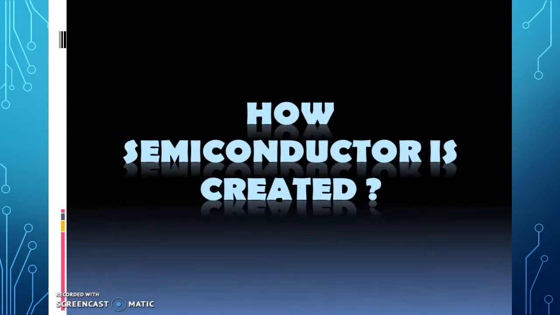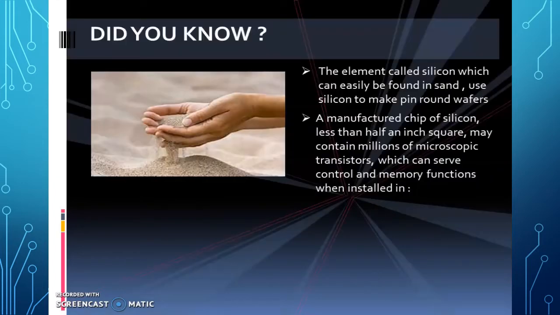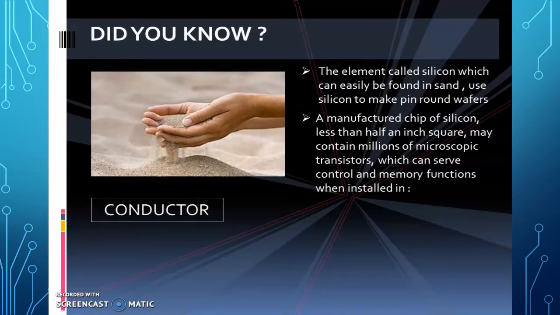How is a semiconductor created? Did you know the element called silicon, which can easily be found in sand? Use silicon to make the wafer. A semiconductor is a crystal material whose ability to conduct electricity rises as its temperature goes up. This is why it sometimes acts as a conductor and sometimes as an insulator.